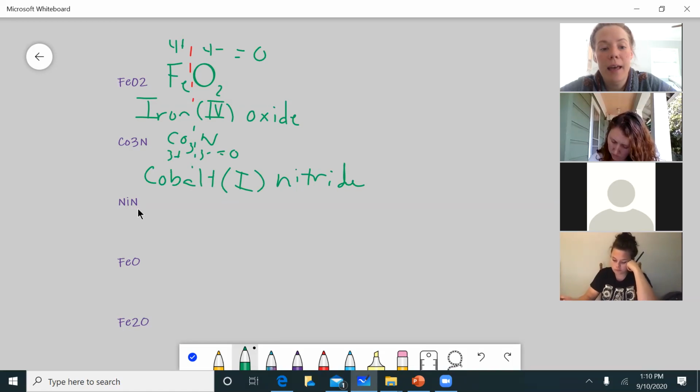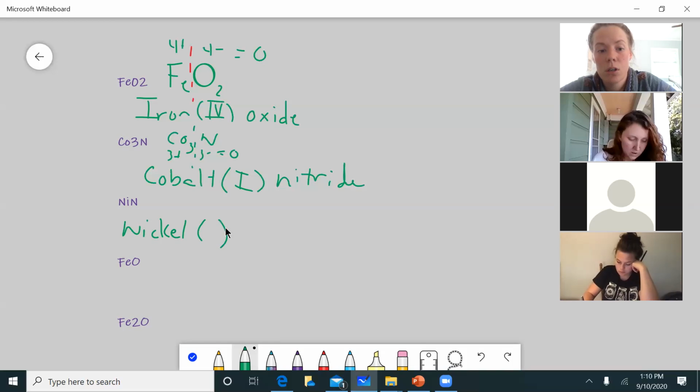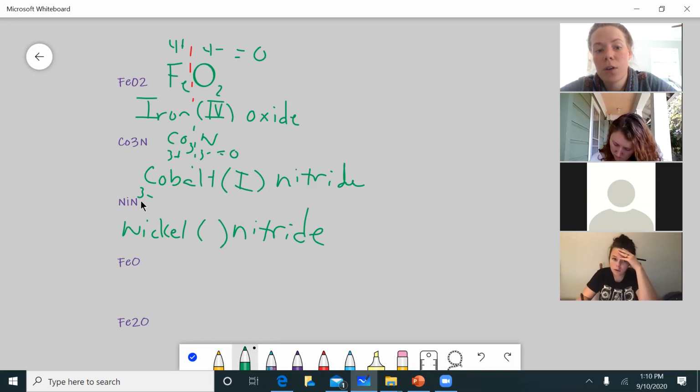Okay, NiN is not an awesome band from the 90s, but nickel has an unpredictable charge. So we need a Roman numeral, and this is, again, nitride. I know that nitrogen or nitride always has a 3- charge. I only have one of them. So the nickel has to be a 3+ charge. 1, 2, and 3.